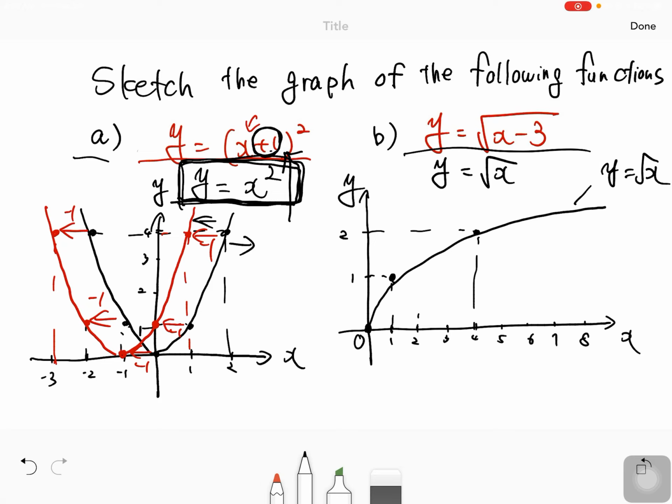Then what's gonna happen if you sketch the graph of y equals square root of (x minus 3)? If you plug in 3, y is gonna be 0. And inside of the square root, it cannot be negative. So if you plug in 2, for example, it's gonna be square root of negative 1. It doesn't exist. So x has to be at least 3. And if you plug in 7, it's gonna be square root of 4. So the graph is like this.